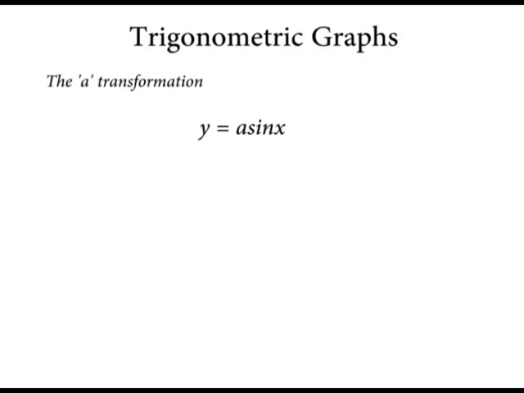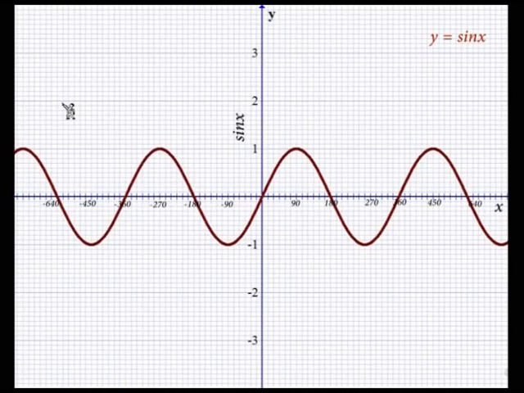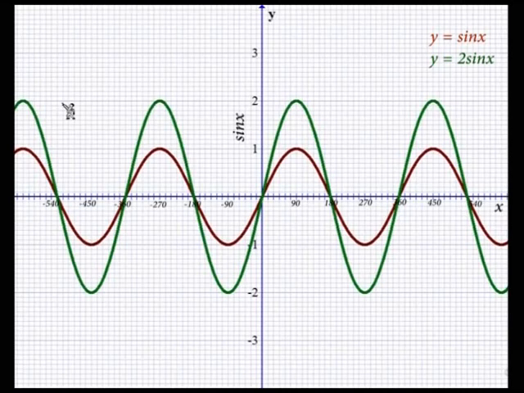When a constant is multiplied upfront to the function, it produces a sort of vertical stretch or compression to the graph. This is the base graph y is equal to sine x. And now let's make an A transformation. Let's have y is equal to 2 sine x. And you see our graph has been vertically stretched by a factor of 2.